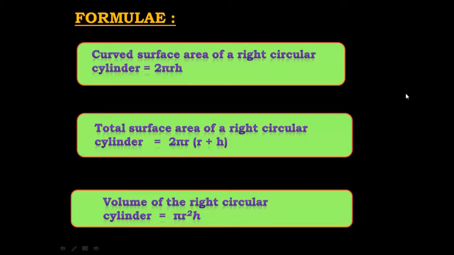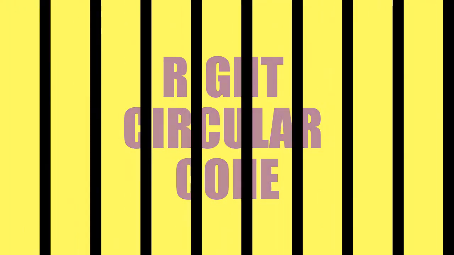So student, you have to remember only three formulae for cylinder. First one is curved surface area, 2 pi r h. Total surface area, 2 pi r into bracket r plus h, and volume, pi r square h. Now let us start with right circular cone.